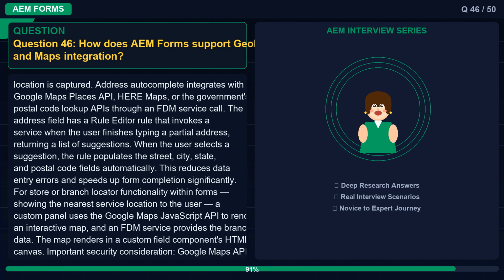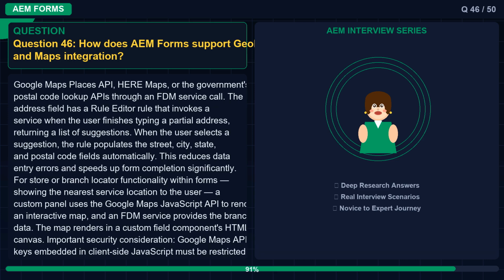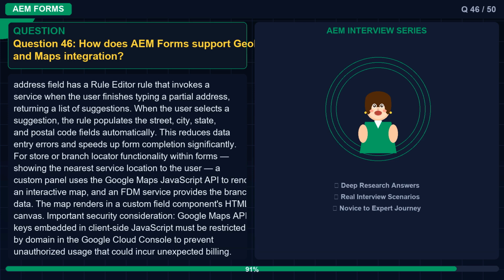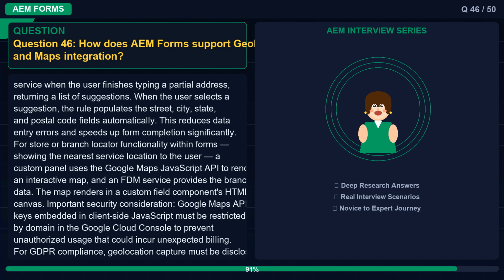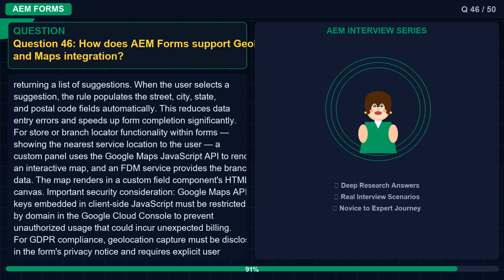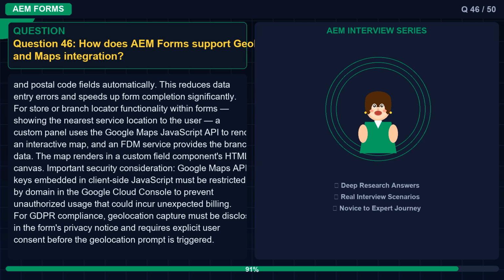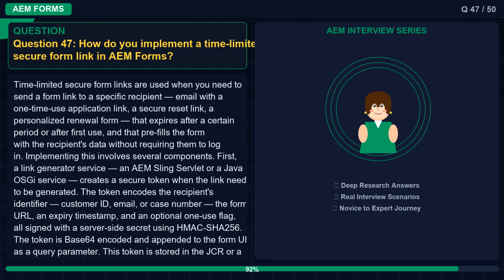For store or branch locator functionality within Forms, showing the nearest service location to the user, a custom panel uses the Google Maps JavaScript API to render an interactive map, and an FDM service provides the branch data. The map renders in a custom field component's HTML canvas. Important security consideration: Google Maps API keys embedded in client-side JavaScript must be restricted by domain in the Google Cloud Console to prevent unauthorized usage that could incur unexpected billing. For GDPR compliance, geolocation capture must be disclosed in the Forms privacy notice and requires explicit user consent before the geolocation prompt is triggered.